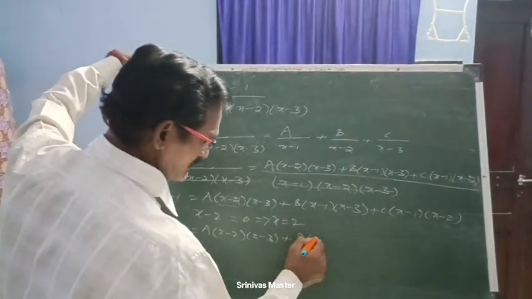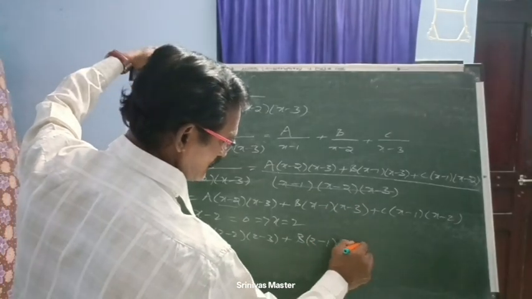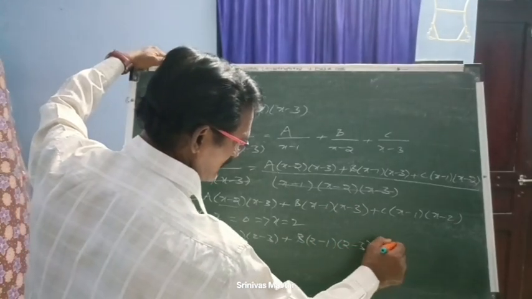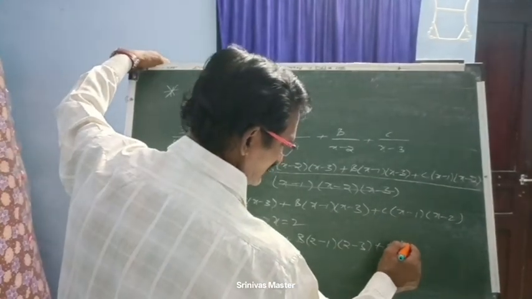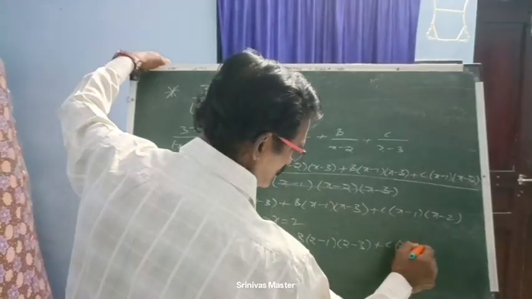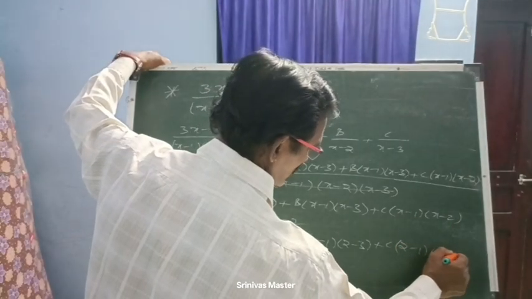plus b into x minus 1. That means 2 minus 1 into x minus 3, 2 minus 3, plus c into x minus 1. x value is 2, no? So that 2 minus 1 into x minus 2, 2 minus 2.